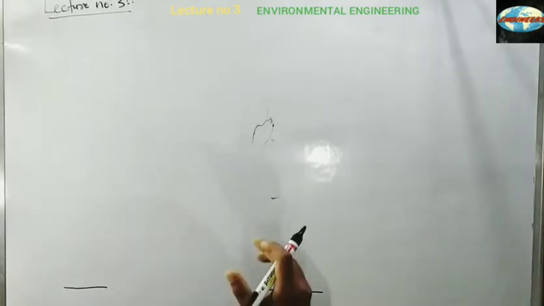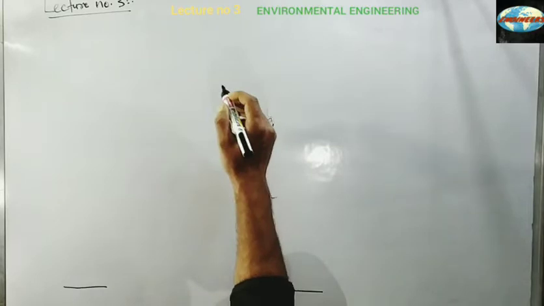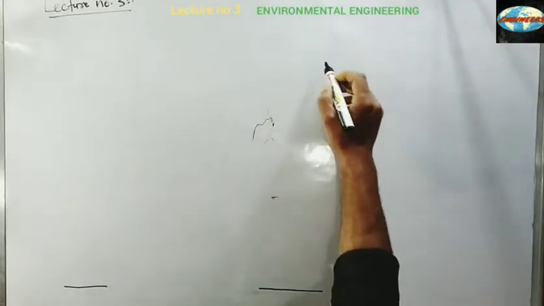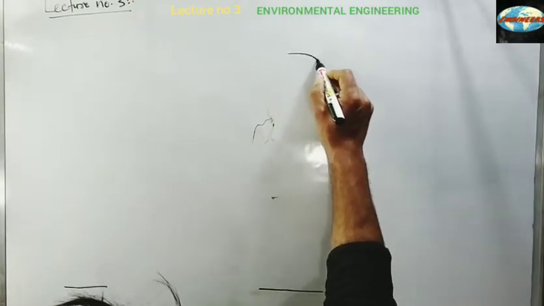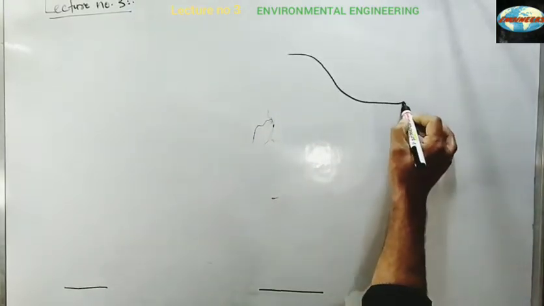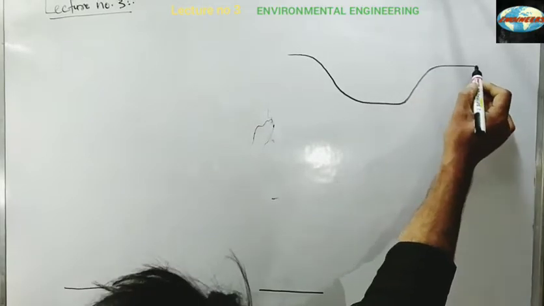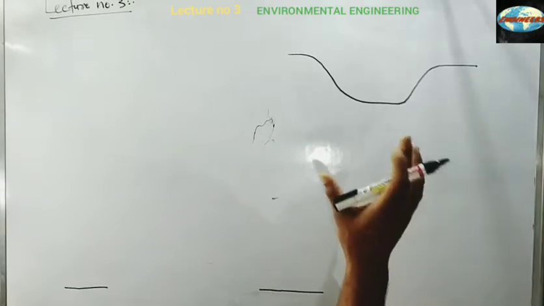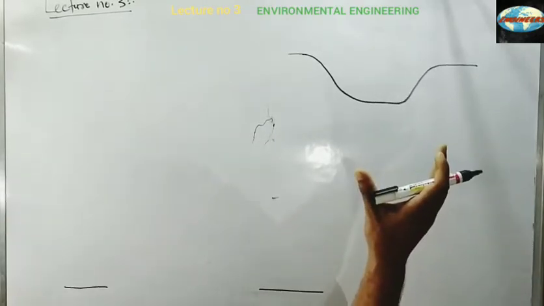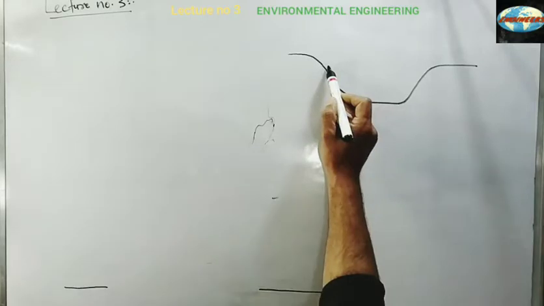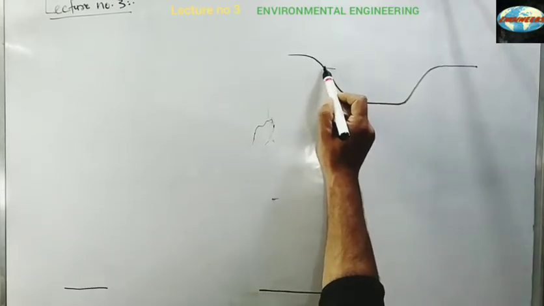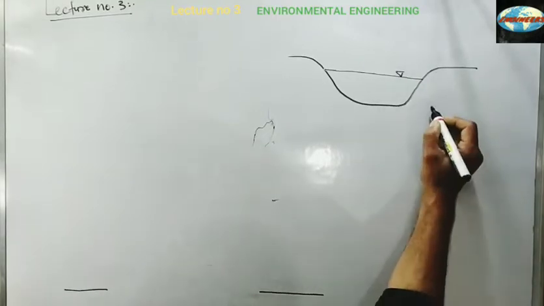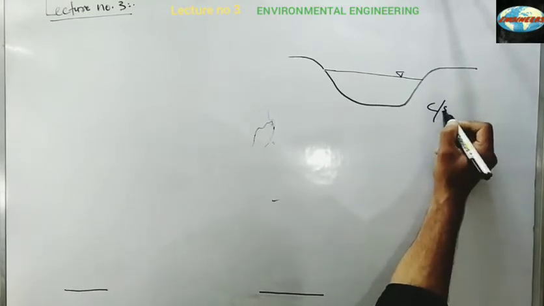For example, if I have a river, and I talk about the cross-sectional view of a river, let me show it over here. Rivers are naturally low-lying, they are located in natural low-lying areas. If this is the river, and this is the water level in the river, I'm showing you the cross-sectional view of the river.